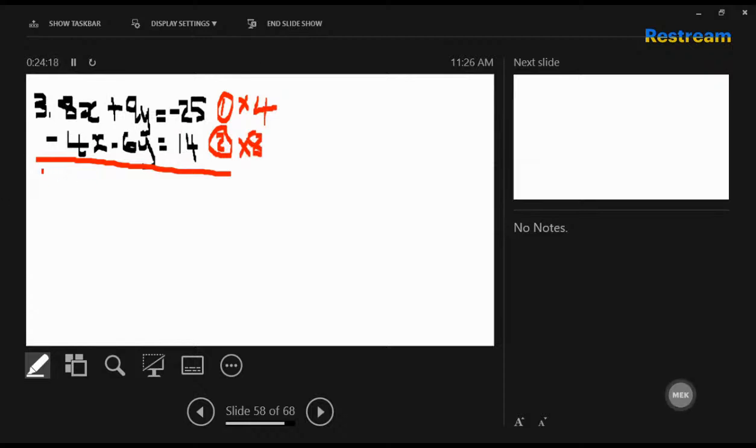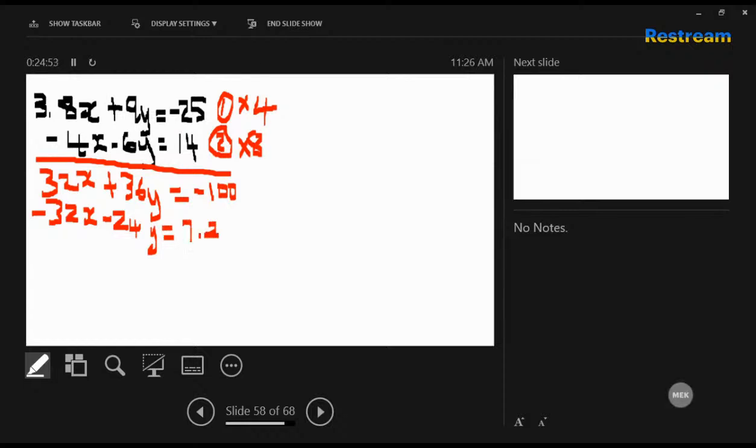And when I do that, I'm going to have 8 fours 32x and 9 fours 36y and negative 25 times 4 is negative 100. And when I multiply this equation by 8, I'd get negative 32x minus 24y, 8 fours, 32, so that's 72. So now I have equation 3 and equation 4.